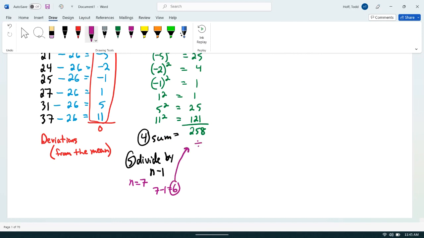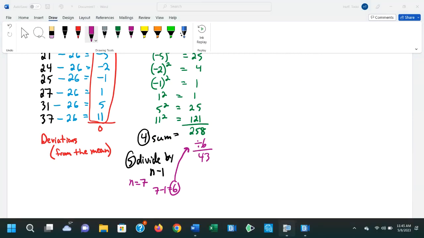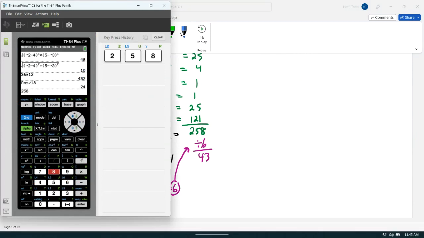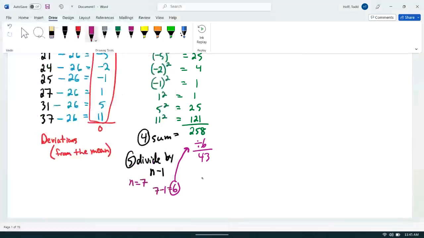So we divide by 6, which gives us 43, I believe. Let's see what I get here. Calculator. 258 divided by 6 is 43. And so that number, that 43 there, is what we call the variance. In this class, we're not going to use the variance for anything, but if you get into a more advanced statistics class, the variance is actually more important than the standard deviation.